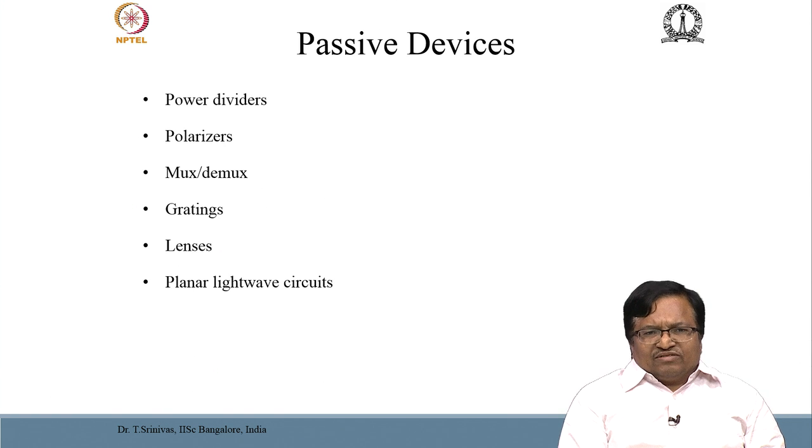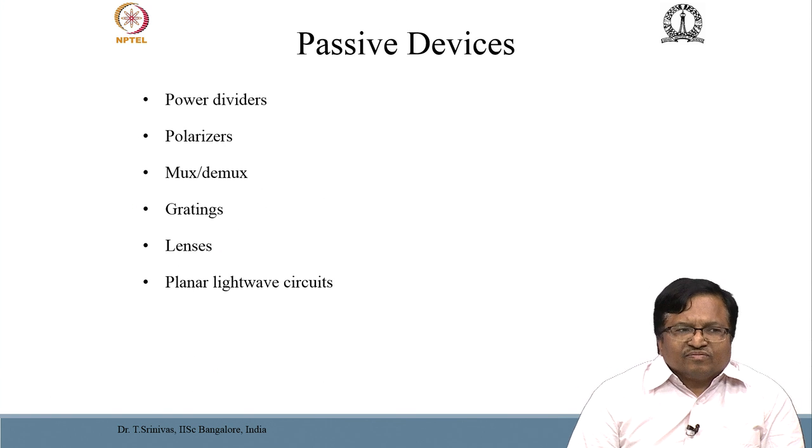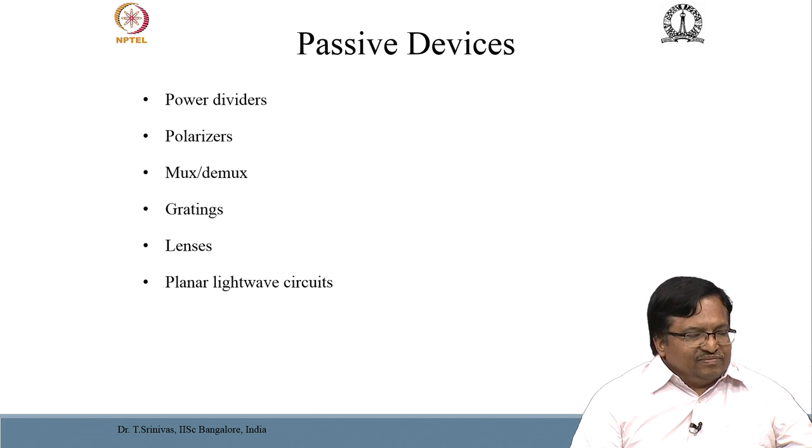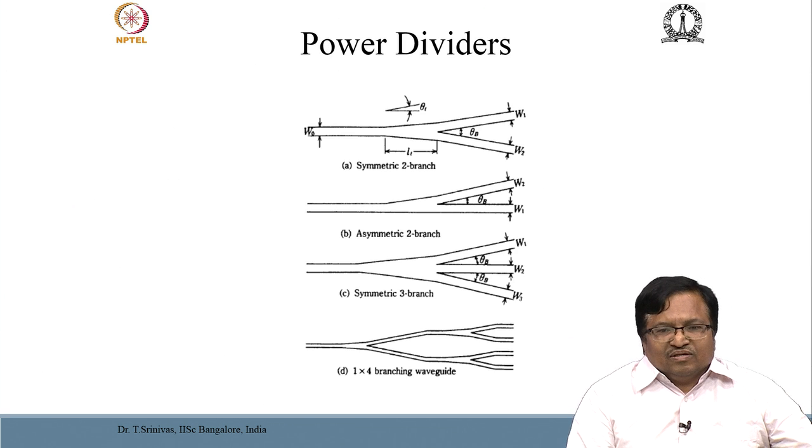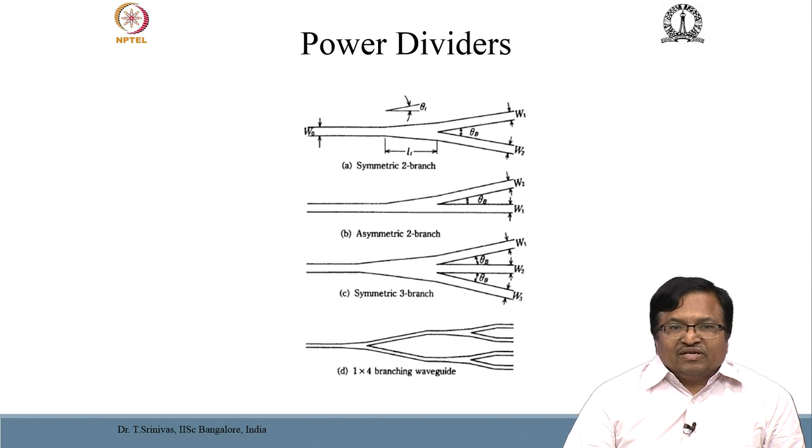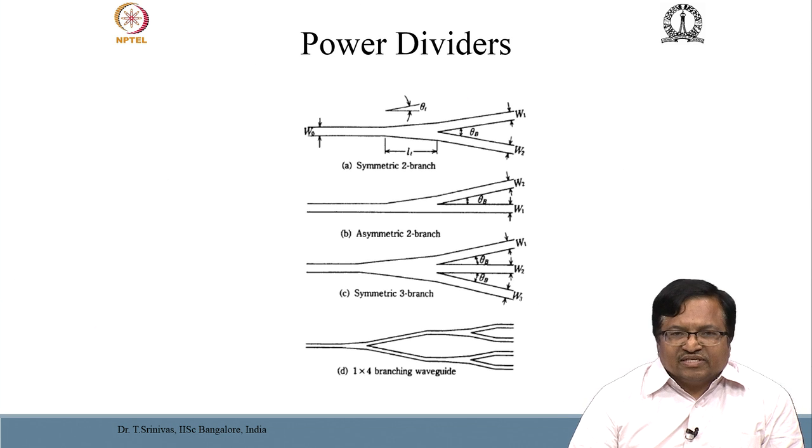Now, let us go into some passive devices like power dividers, polarizers, multiplexers and demultiplexers, gratings, lenses, all these based on the optical waveguides. So, the generic name given to many of these is the planar light wave circuits. So, there are some examples of the power dividers. You observe that there is a single waveguide at the input which is branched into several waveguides at the output.